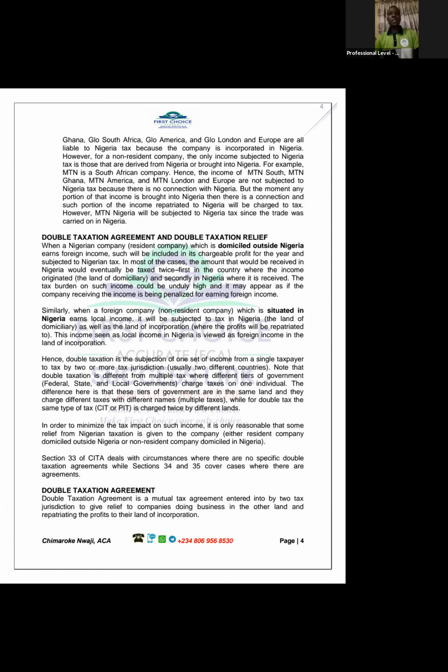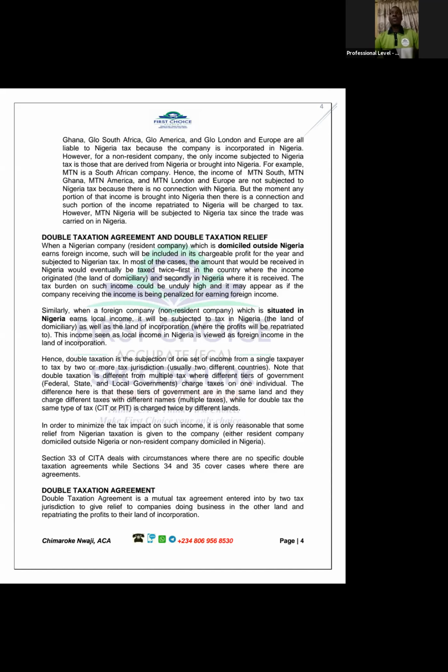I'll take it again, this time with some numbers. Now, if Glo Nigeria, maybe Glo Ghana, had an assessable profit in Ghana of 1 million naira, and the tax rate for Ghana is 20%.